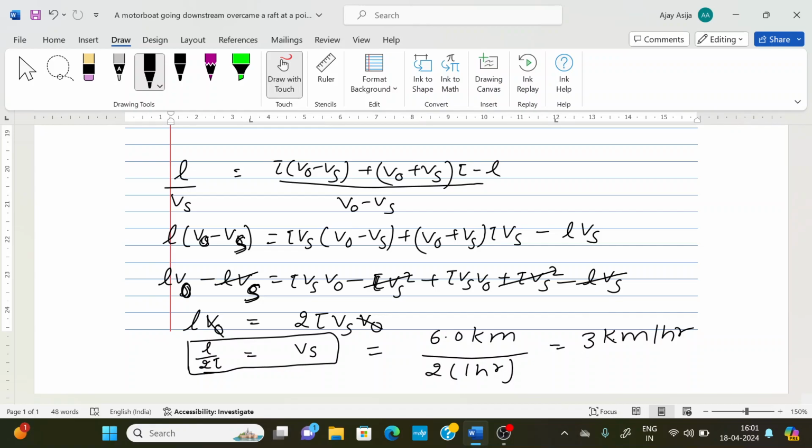So this is the solution of the first numerical problem of Irodov. We will take the second problem in the next video.